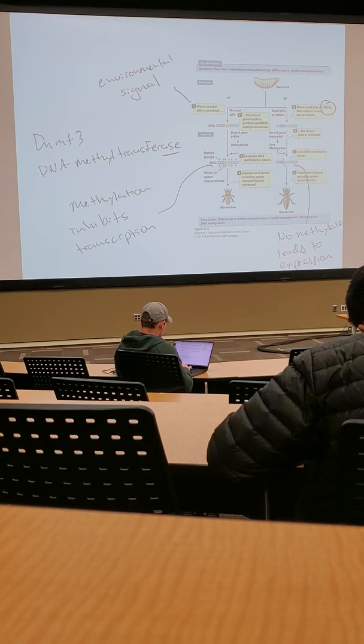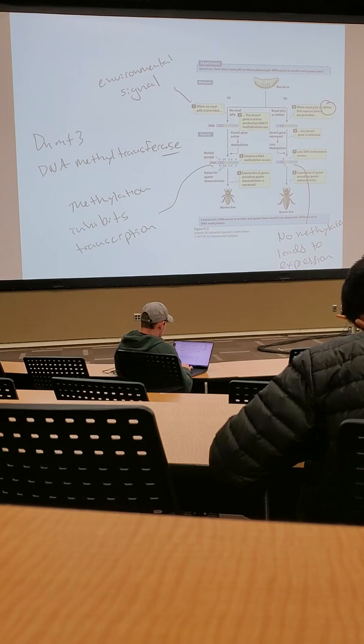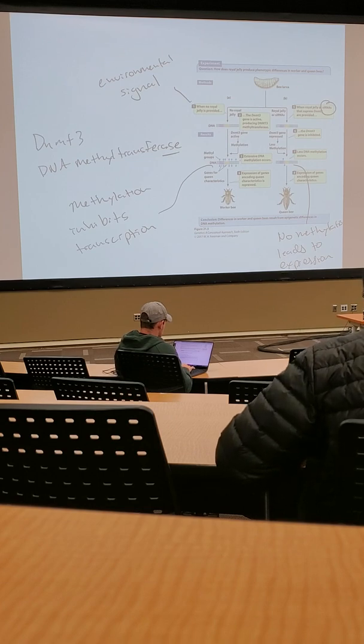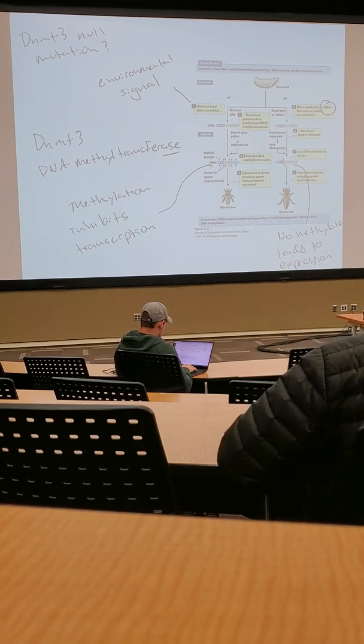Let's say we're in a hive that has a mutation at DNMT3 that makes it a null mutation, a non-functional mutation. What's the phenotype? It'd be a queen bee. What's the phenotype if we have a DNMT3 null mutation? Queen bee. Always queen. In the presence or absence of royal jelly, you always get queen bees. Does that make sense? You see where that's coming from?